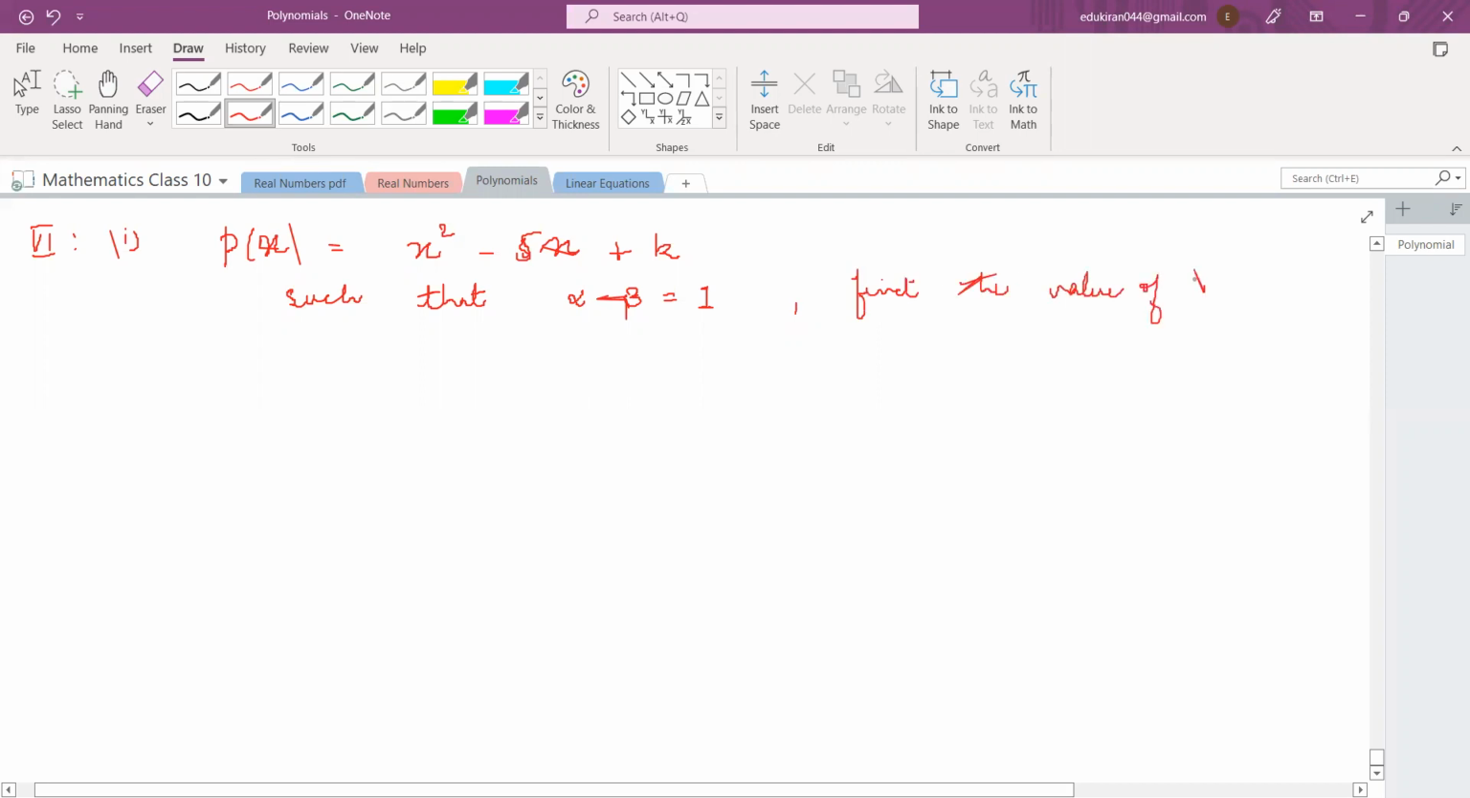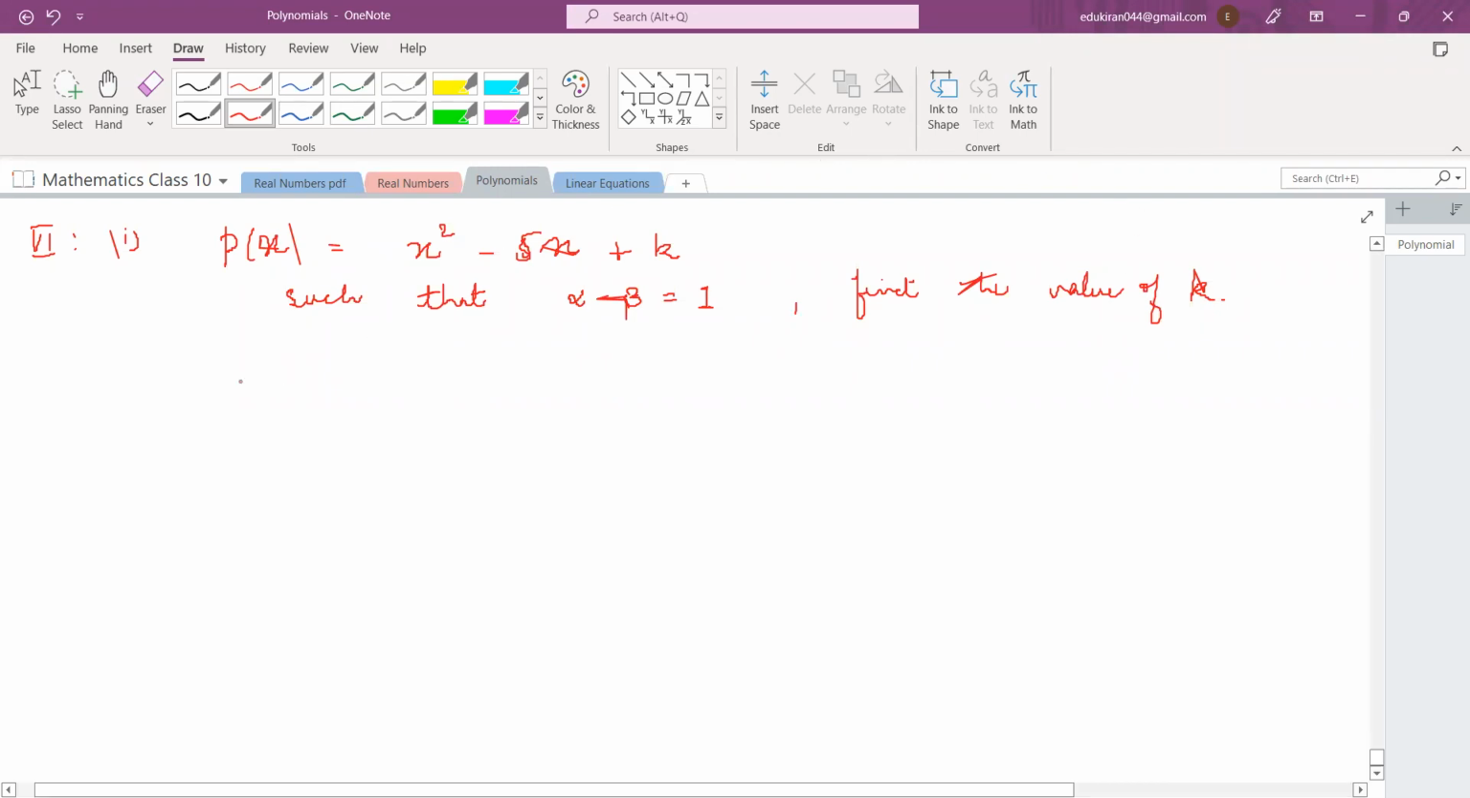Find the value of k. Now there's an additional condition which is given. Okay, now how we will do it?